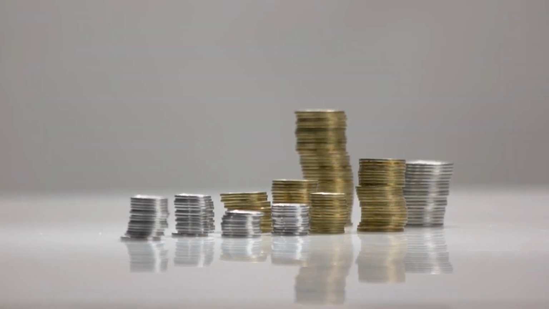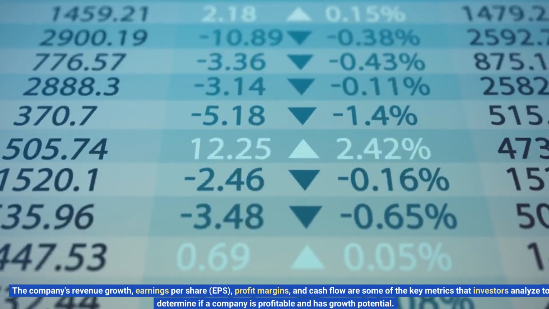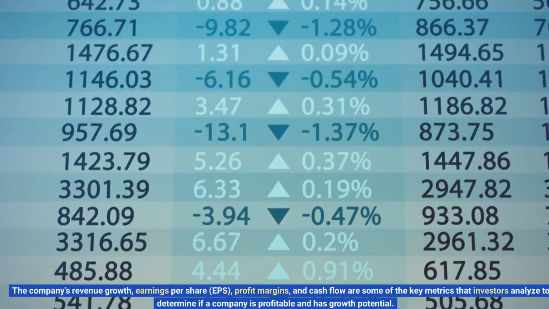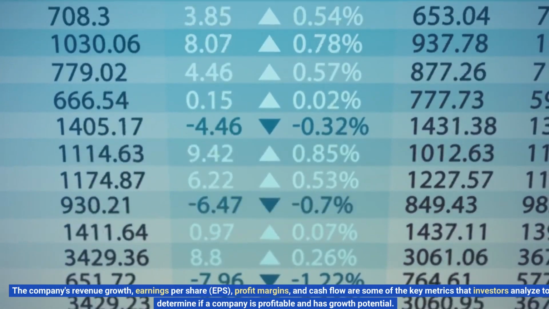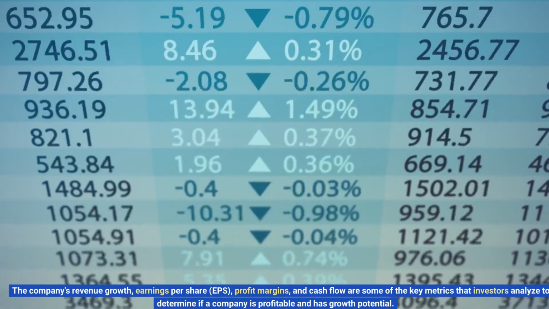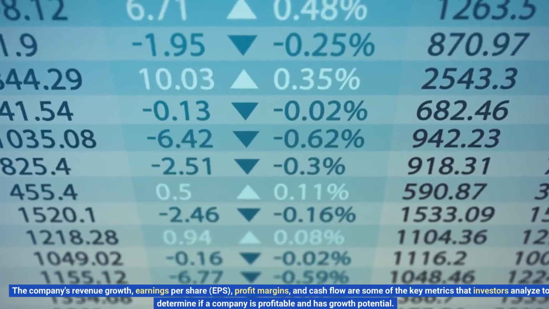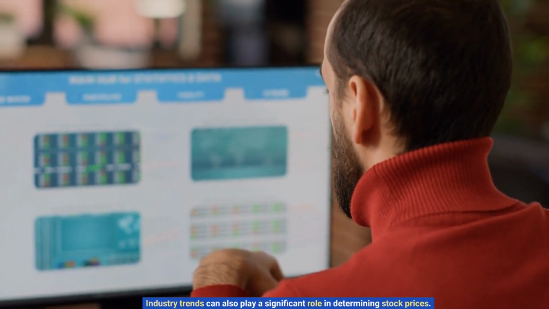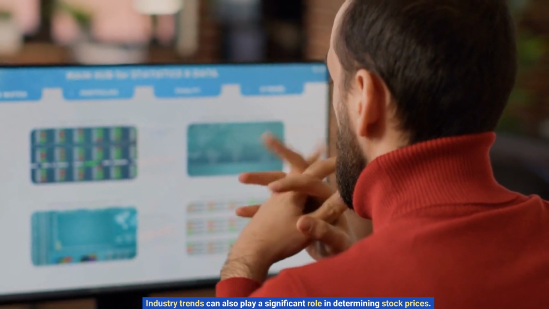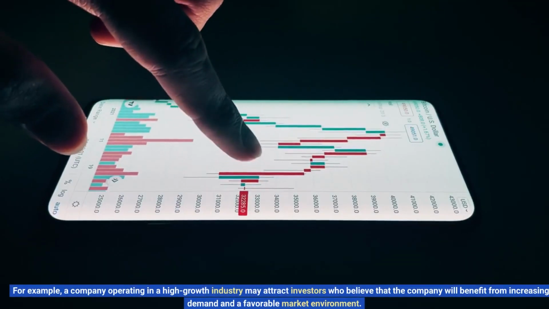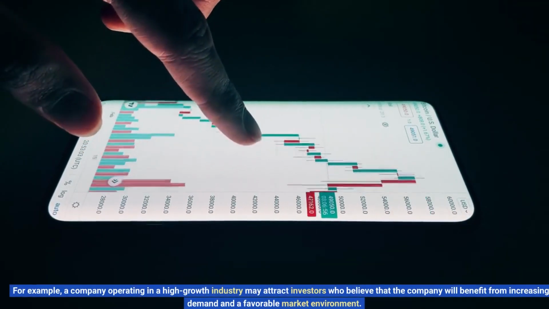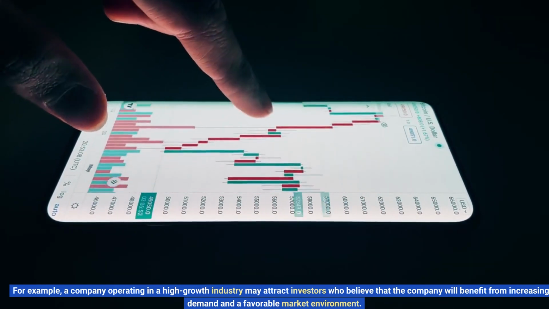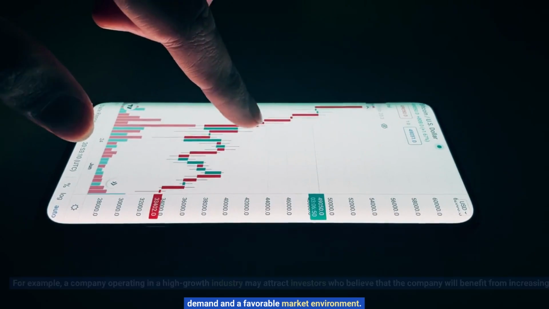The financial performance of a company is one of the primary factors that investors look at when evaluating a stock. The company's revenue growth, earnings per share, EPS, profit margins, and cash flow are some of the key metrics that investors analyze to determine if a company is profitable and has growth potential. Industry trends can also play a significant role in determining stock prices. For example, a company operating in a high-growth industry may attract investors who believe that the company will benefit from increasing demand and a favorable market environment.